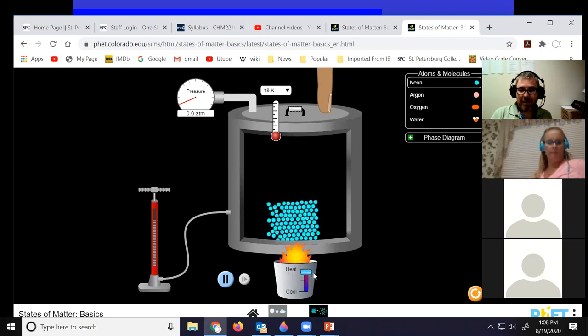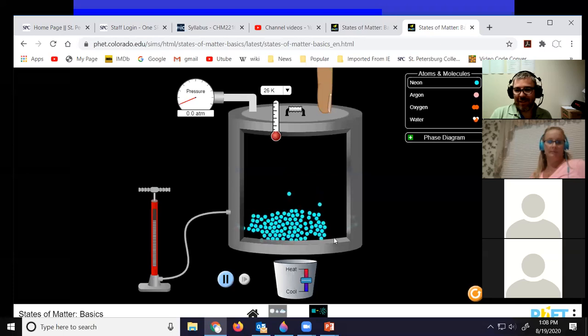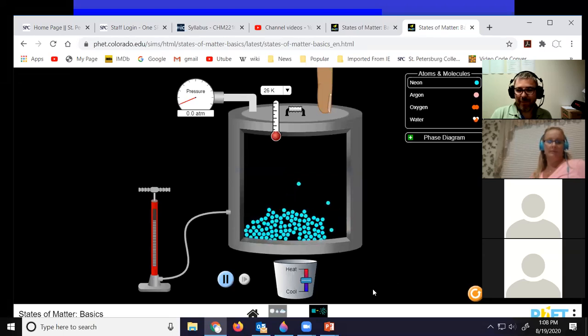Oh, look at that fire. Now this here is more like a liquid. As you can see, there's a lot less ordering. But you'll notice that, except for this one here, they're all touching each other, or at least there's some contact between them, for the most part. That's liquid.